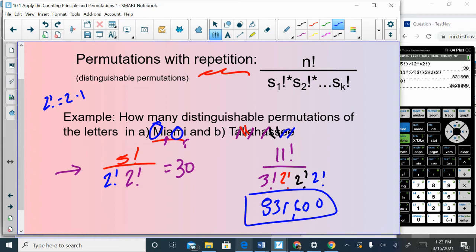And the reason it's not just 11 factorial, if it was just how many ways can we order 11 objects, that would just be 11 factorial, 11 times 10 times 9 times all the way down to 1. But the reason this is different is because if we switch these 2 E's, if we switch the order, we haven't actually made something different. And so that would be not distinguishable between them. And so that's how we know to trigger this formula.